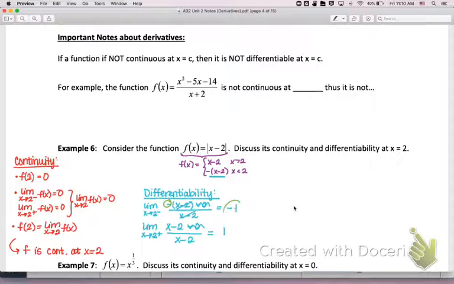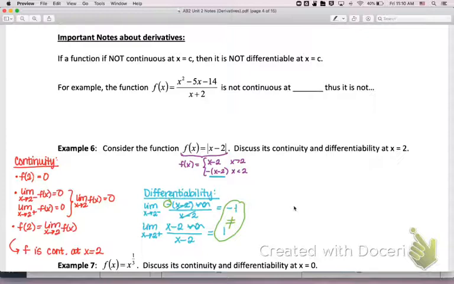Since these two values right here are not equal to each other, that means that the limit as x approaches 2 of (f(x) minus f(a)) over (x minus a), or 2 in this case, does not exist. What we're essentially saying is the slope from the left does not equal the slope from the right, which we know based on what we look at when we look at the graph of an absolute value function.